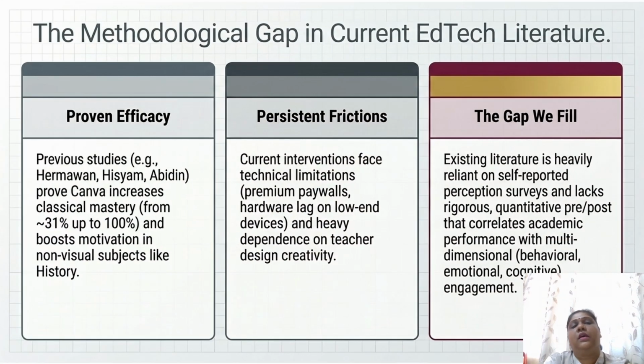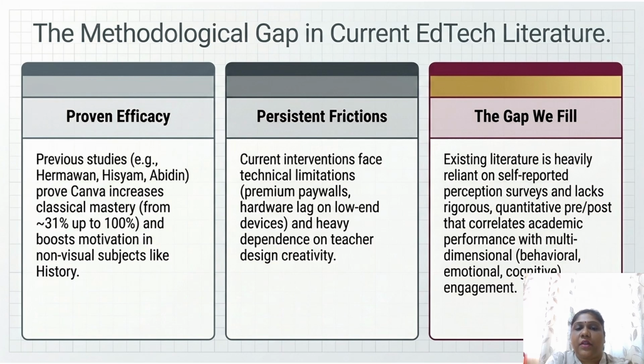So this one is a methodological gap in the current literature. For proven efficiency, I'm using previous studies. For example, Hamavin, Hashim and Abedin proved that Canva increased classroom mastery from 31% to 100% and boosted motivation in non-visual subjects like history.